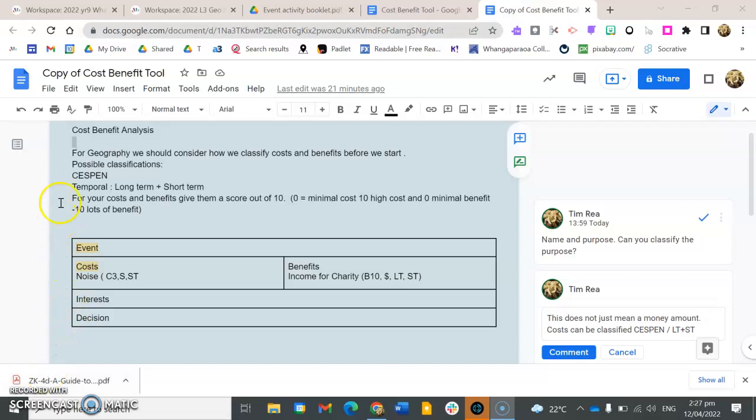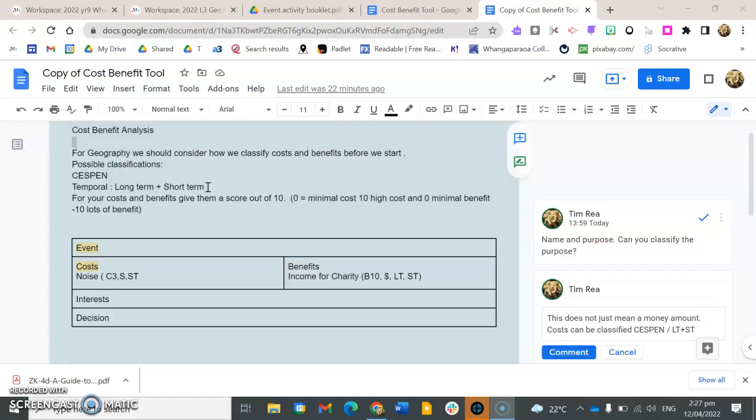Okay, so what we have in front of us is a cost benefit analysis. It is an evaluative tool that you can use to evaluate any event or issue or project. However, please remember, anything within this you can classify using SESPEN, or you can classify using temporal classifications, long-term and short-term. These classifications can be given different weightings.